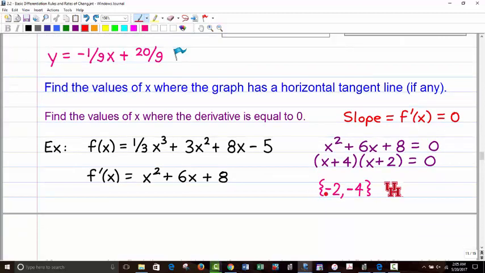I didn't have to write those in order. Only time they have to be in order is if they're an interval. I guess I could have, but it doesn't matter, because that's just set notation. That just means those are individual answers. It's not expressed as a range of answers. So that's quite all right.